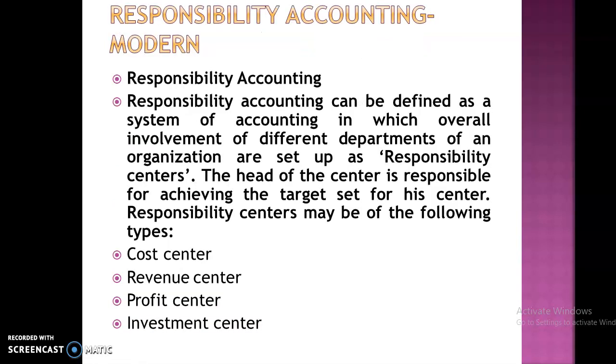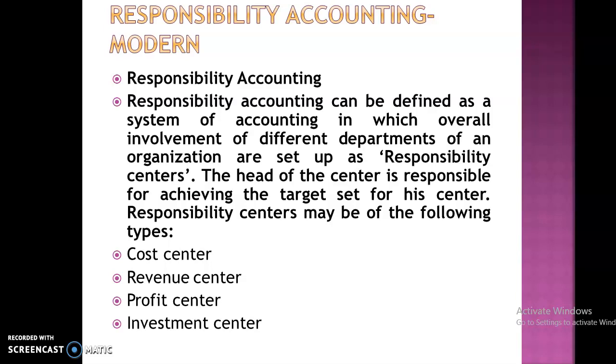And the next one is responsibility accounting. It's a system in which you can bring more control by way of setting up different departments as responsibility centers, and the heads of the centers are responsible for achieving the target. A lot of responsibility centers are there: cost centers, profit centers, revenue centers, and investment centers.